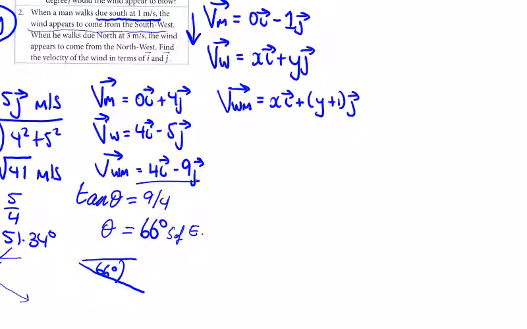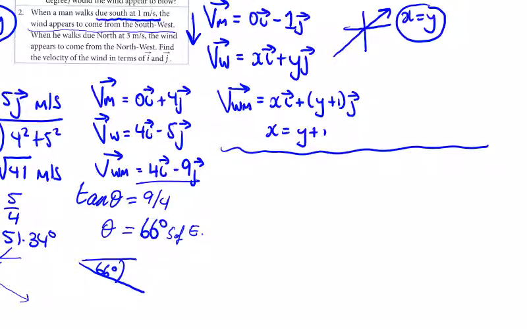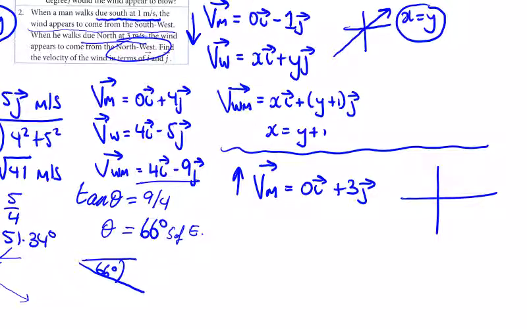And what's that appearing to be? The wind appears to come from the southwest, it's coming from over here, so it's going up in that direction, so x is equal to y in this case. So x is equal to y plus 1. Okay, what else is going on here? When he walks due north at 3 meters per second, so he's going in this direction, so the velocity of the man, he's going due north, so 0i plus 3 meters per second, 3j. The wind appears to come from the northwest, it's appearing to come from over here. It's going down that way, positive negative, so x is equal to -y.